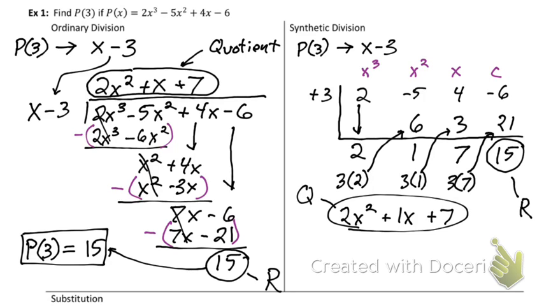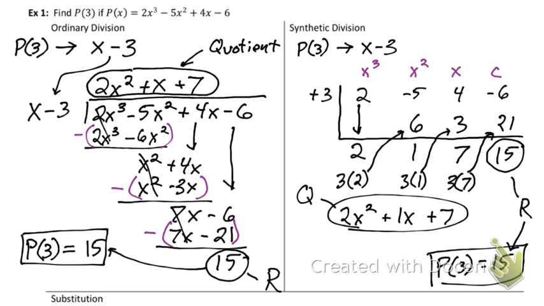But really, I don't care about what my quotient is, because my remainder gives me my answer. And we're looking for P of 3 is going to equal 15. And that's from that remainder. So synthetic is a lot easier, a lot quicker, a lot less mistakes most of the time.